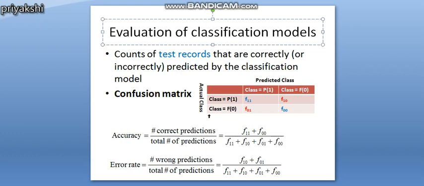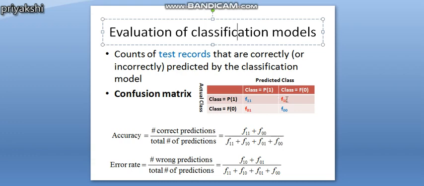Okay, so F11 means the number of records that are actually 1, and your classifier also has predicted the class level as pass, or the student has actually passed the examination, and whatever classification model you are building has also accurately predicted the student has passed the examination. So this is known as F11, or it is known as true positive.